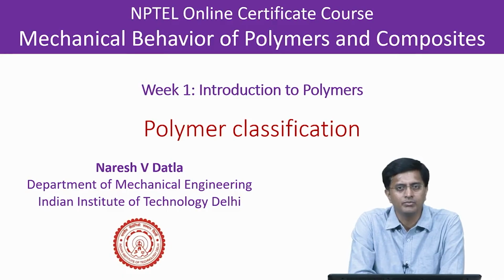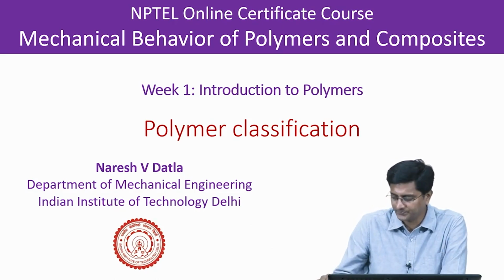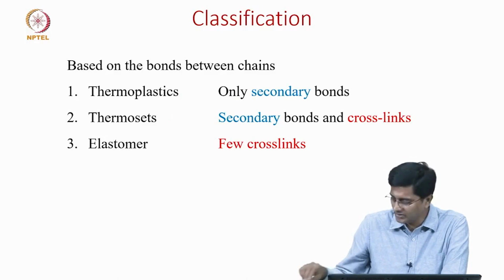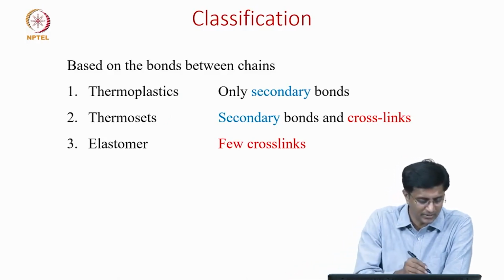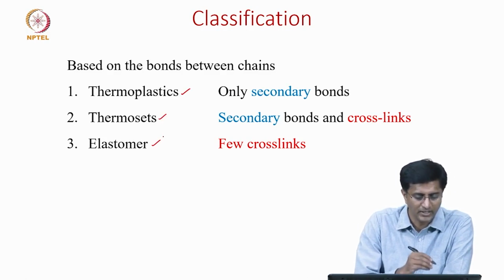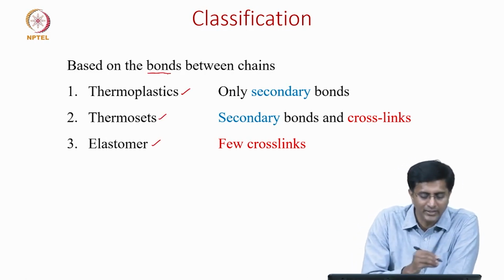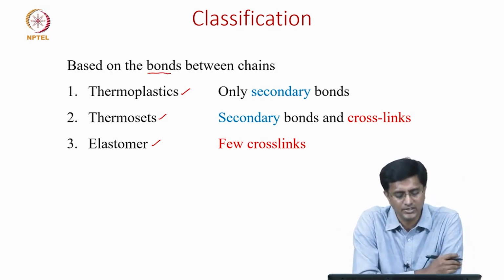Hello. In the previous video we looked into the structure of polymers. In this video we look at a classification of common polymers. We will use the structure to help us define or classify these polymers. We will classify them into three categories called thermoplastics, thermosets and elastomers, and the way we classify them is by the kind of bonds they have between the chains.